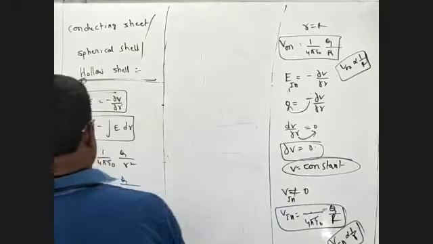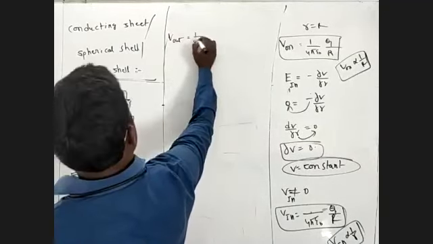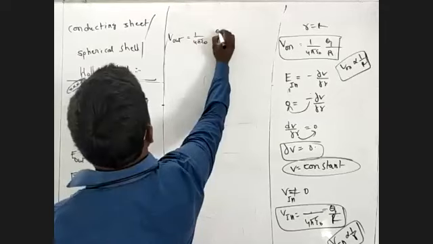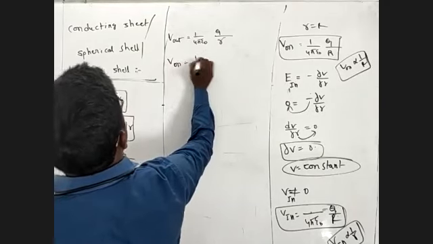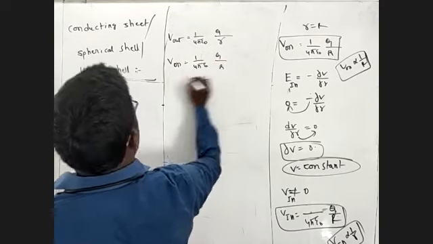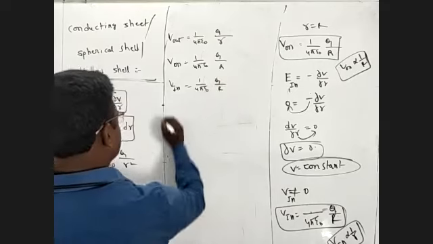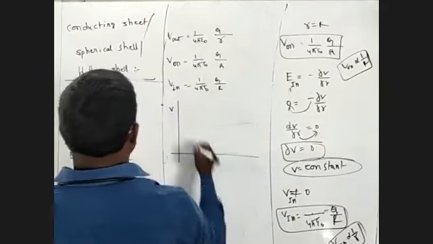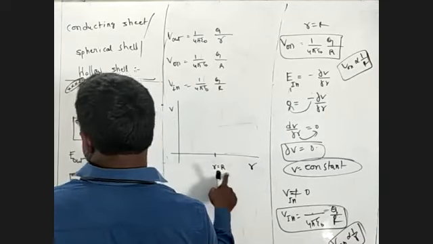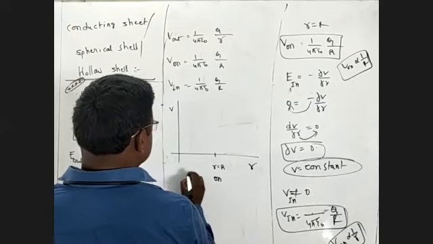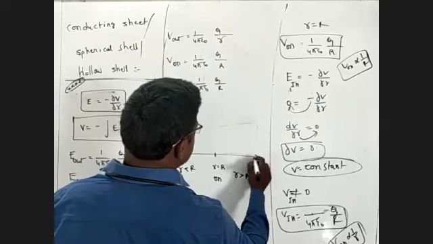So finally, V out is equal to 1 by 4 pi epsilon naught Q by small r. V on the sphere is equal to 1 by 4 pi epsilon naught Q by capital R. V in is equal to 1 by 4 pi epsilon naught Q by capital R. Now this is the graph. This is V, this is the distance r. Small r equal to capital R is on the sphere; r less than capital R is inside, and r greater than capital R is outside.